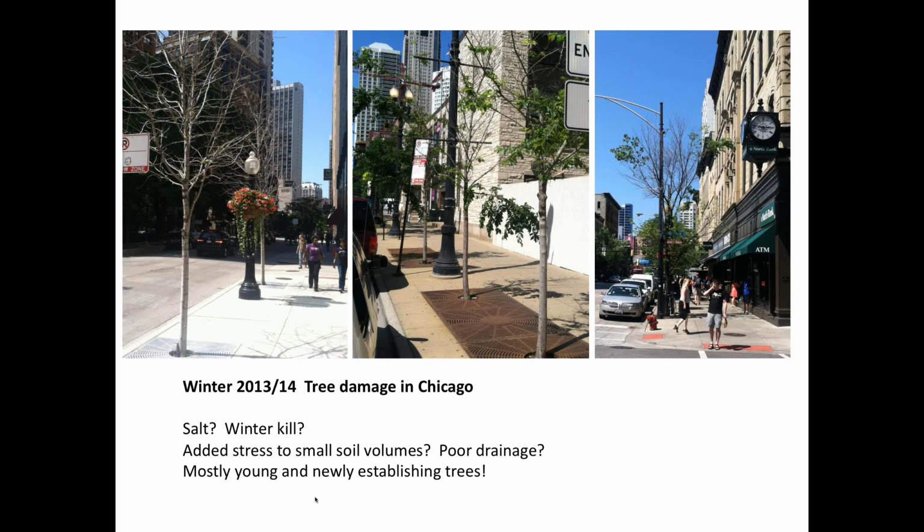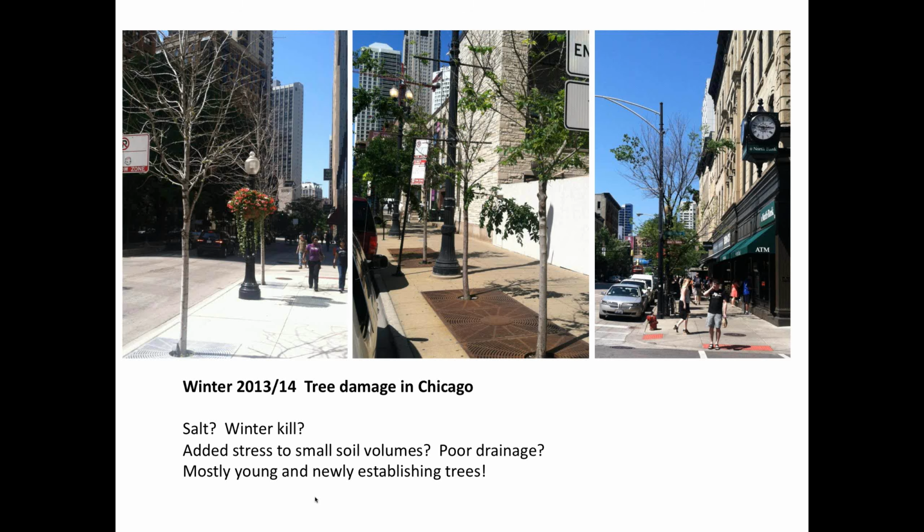So last winter we had fairly large tree losses throughout many of our northern cities. I've been looking at two of them. One is Chicago, and the winter kill seems to be confined mostly to the smaller, more recently planted trees, although there are some larger trees that have died. And so the question is, was it salt?